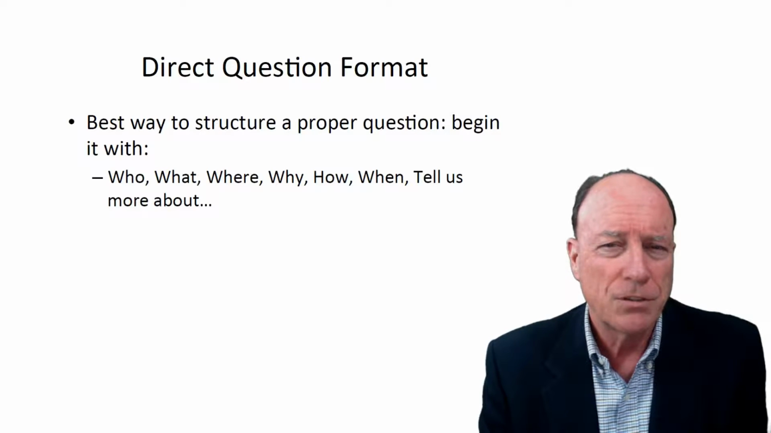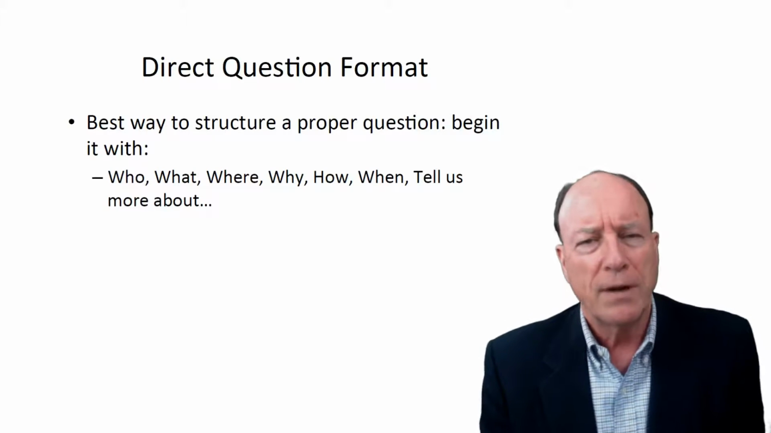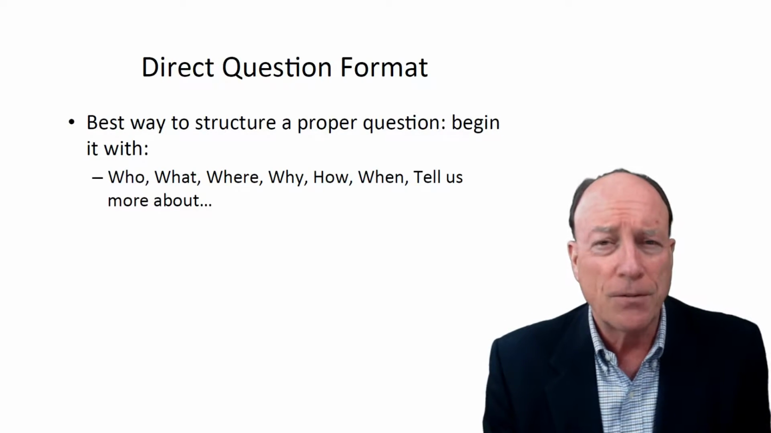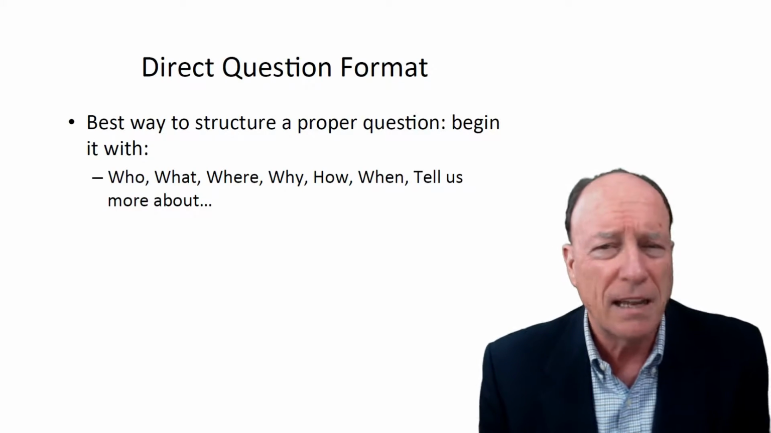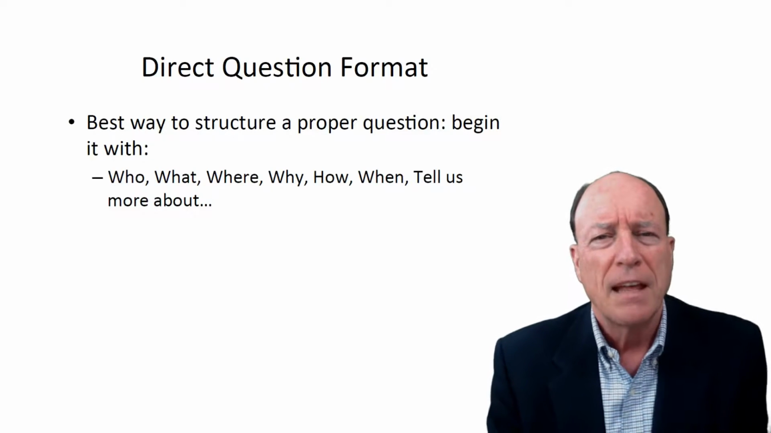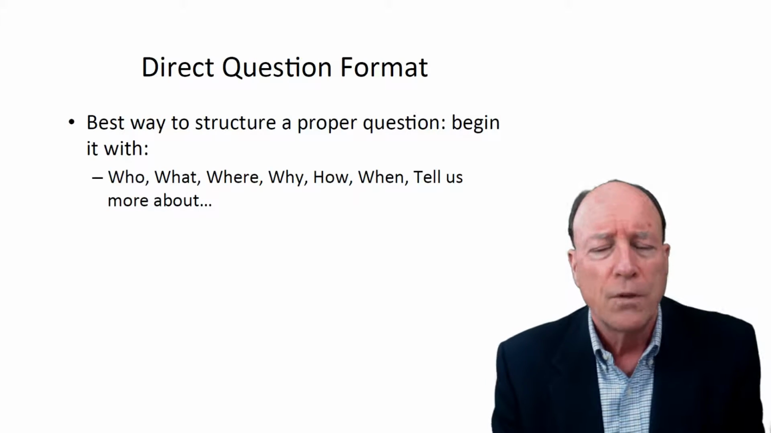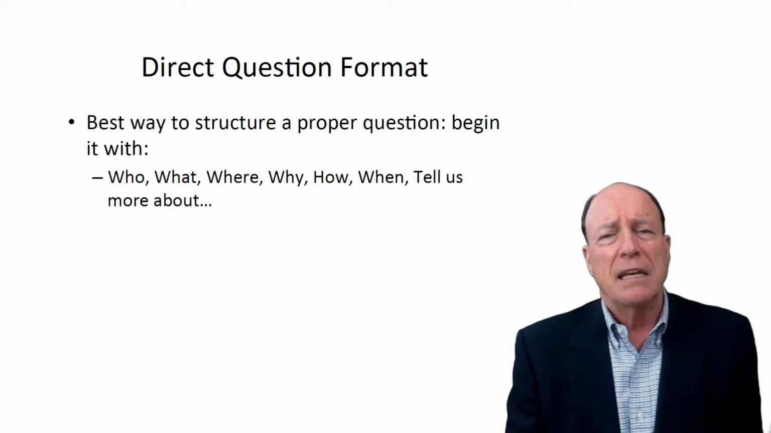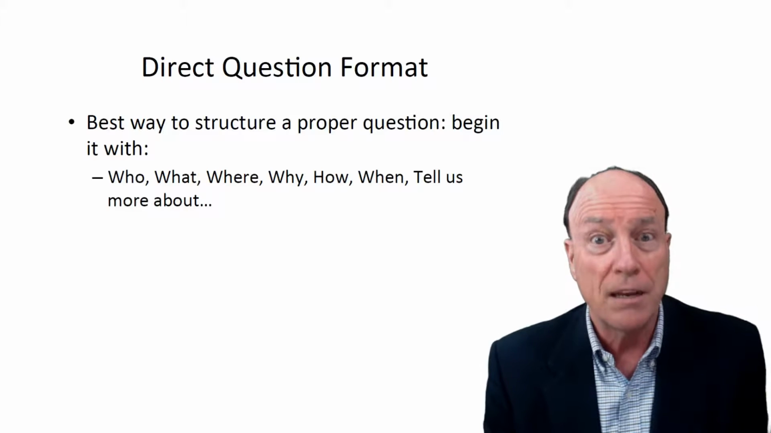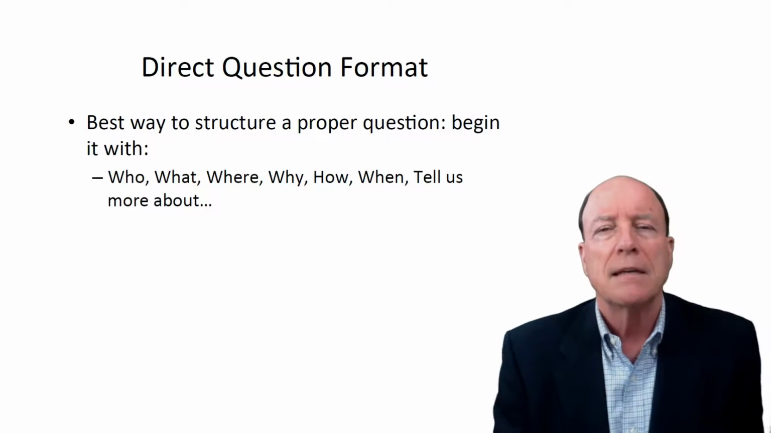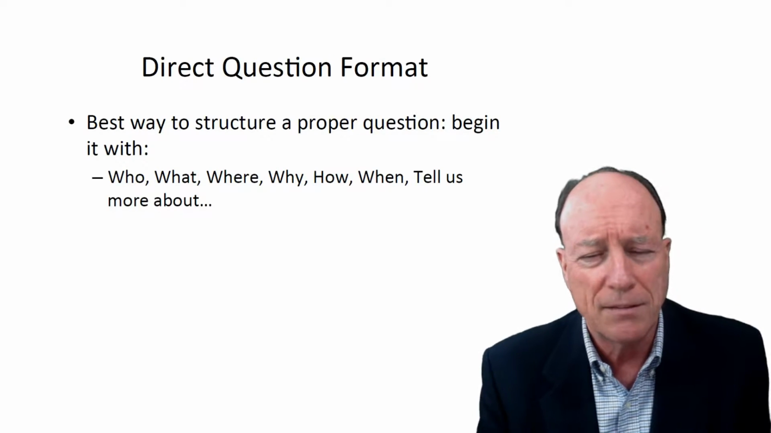The best way to form a direct question, and this is a strong recommendation, is to write it so that it begins with who, what, where, why, how, when, or tell us more about, or explain to me. These sorts of questions are generally not leading questions. They're asking who, what, where, how, and why. It's difficult to ask a leading question when you begin with one of these words, though it can be done. Be very careful that you do not suggest the answer that you are seeking when you write these questions.